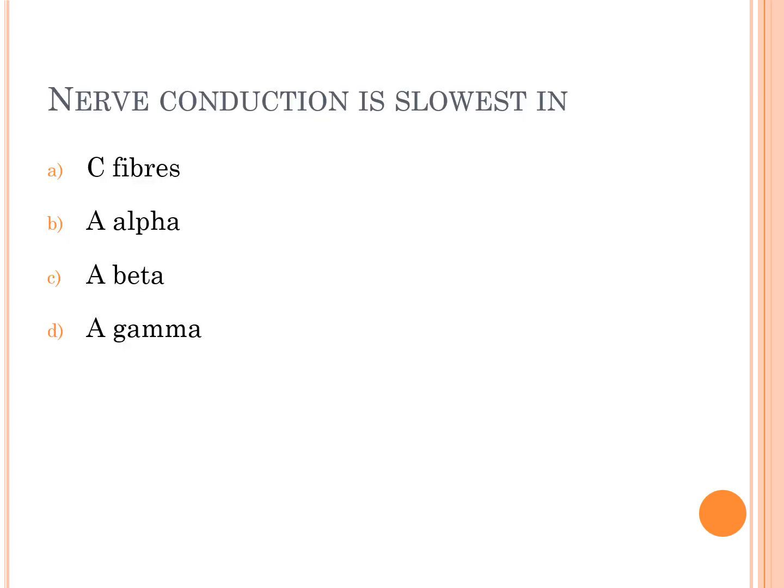So here we have some of the MCQs. Nerve conduction is slowest in which fiber, which fiber has the slowest conduction velocity? Yes, it is C fiber. A alpha is the fastest conduction velocity, and C fiber is the slowest conduction velocity. So the answer is A, that is, the slowest conduction velocity is type C fibers.